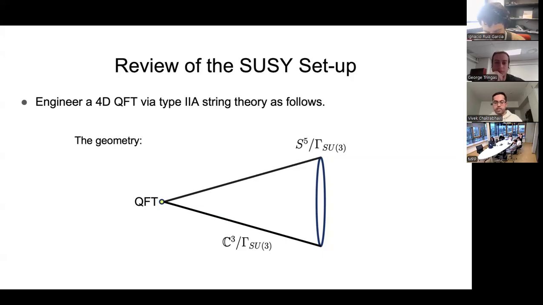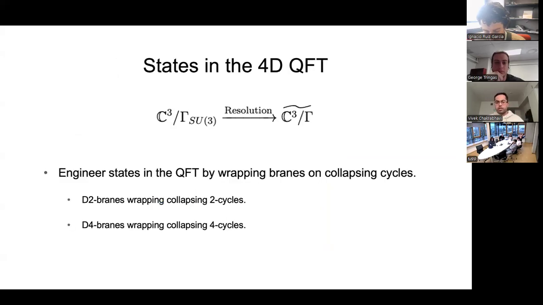Now, in such a setup, the quantum field theory degrees of freedom are localized to the singularity, or the tip of the cone. And I can start to construct the states of the 4D quantum field theory by studying the resolved space of the orbifold singularity. So in general, as I do the resolution, I'll have collapsing 2 cycles and collapsing 4 cycles upon which I can wrap branes. In particular, in this setting, I'll have collapsing 2 cycles upon which I'll wrap D2 branes, and I'll have collapsing 4 cycles upon which I'll wrap the dual D4 branes, and this is exactly what I'll engineer states.